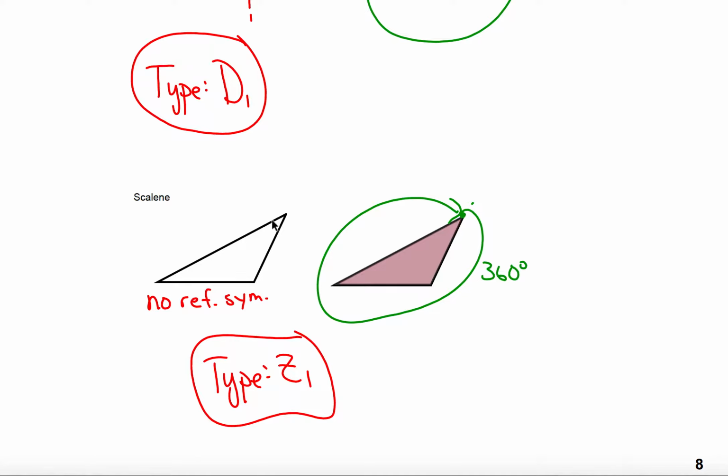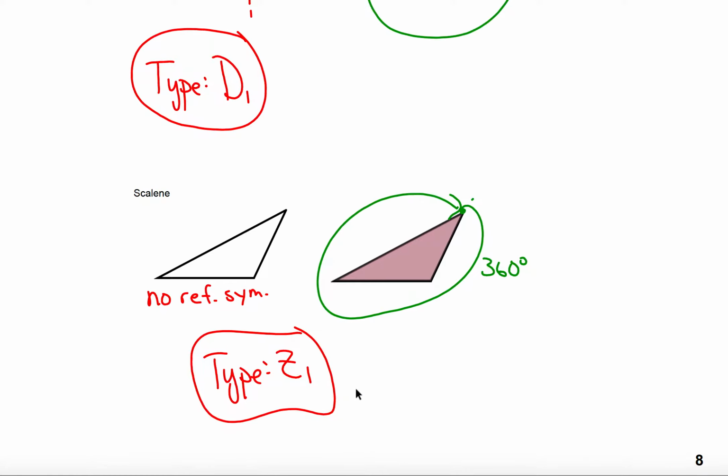The scalene triangle, which means none of the sides are the same length, has no reflective symmetries. No matter where I drew a line, it wouldn't look like itself. It does have rotational symmetry. If I went from here all the way around and back to where I started, that's 360 degrees. So it only has a rotational symmetry, which makes it a Z, and it only has 1 of them, so it's a Z1.